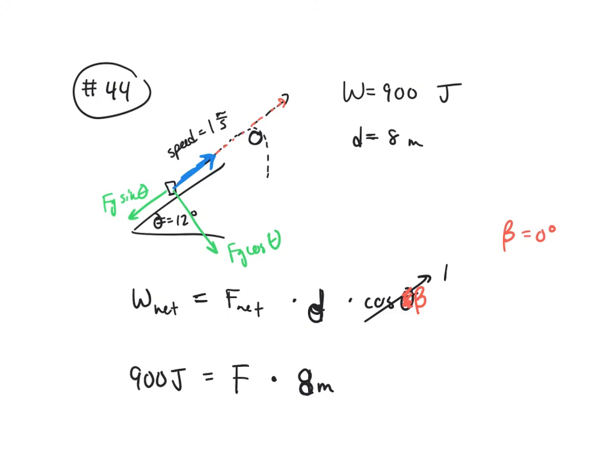All right, so we can get the force from this. What's 900 over 8? 112.5? And that's going to be newtons. So that's the amount of tension in the cable. I don't know if that's the answer we're looking for. It's not the answer we're looking for, so that is an intermediate step we're going to need. 112.5 newtons.